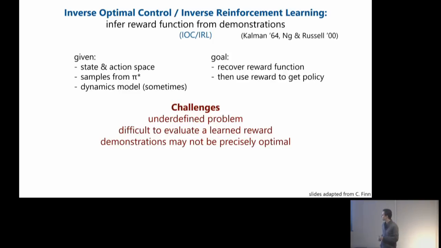But this underdefinedness problem is really important to understand. Let me show you a little animation. I'm going to show it to you intentionally out of context.